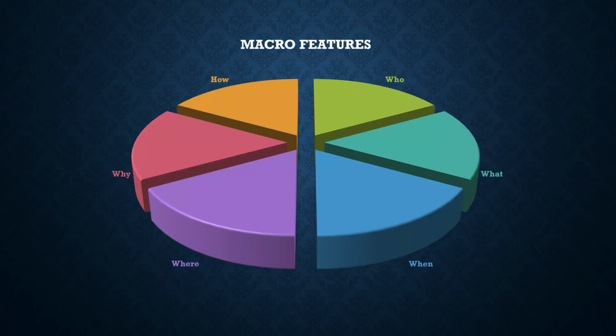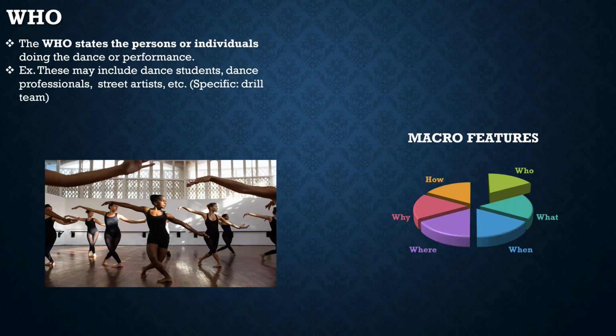Alrighty, as you can see here, there is a pie chart which describes the macrofeatures in 6 equal sections, each naming one of the 6 features in the macrofeatures. They are the who, what, when, where, why, and how. Firstly, there is the who, which states the persons or individuals doing the dance or performance. For example, these who characters might be dance students, dance professionals, street artists. A more specific example might be the TJC drill team.